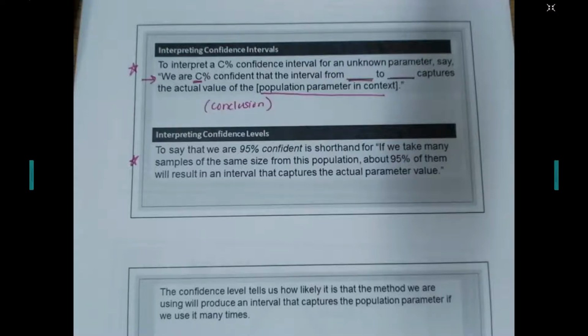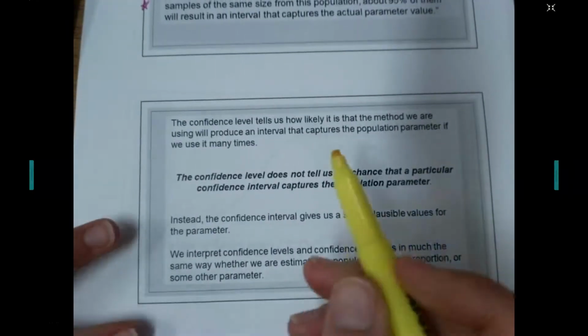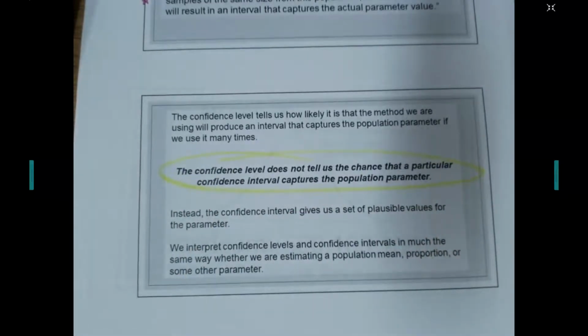Okay? Again, that level of confidence is how confident we are in the process, not in a specific interval. Okay? And here it is again. Confidence level does not tell us the chance that a particular confidence interval captures the population parameter. It's not tied to a specific interval. Instead, it's tied to the process. It's how likely it is that that method or that process would produce an interval that captures the truth. Okay? It's giving us a list of plausible values for the parameter. So be very careful about that.